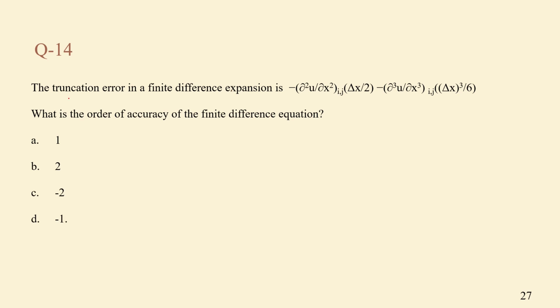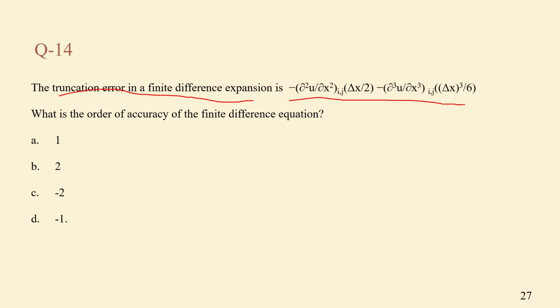So what is in question 14? It is given that the truncation error in a finite difference expansion is given by this. So this is not an expansion. We are using finite difference approximation to convert from the partial differential equations. So if you remember, the truncation error term would be there, which we are neglecting in the equation.